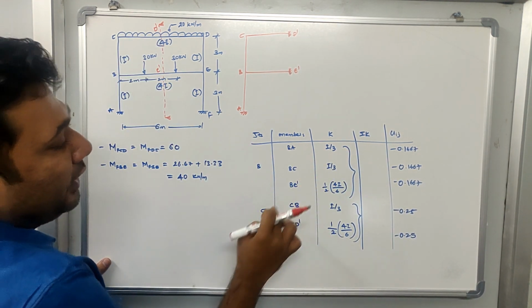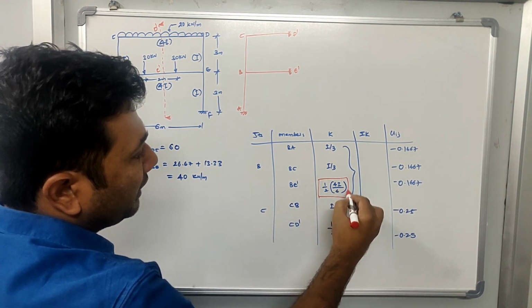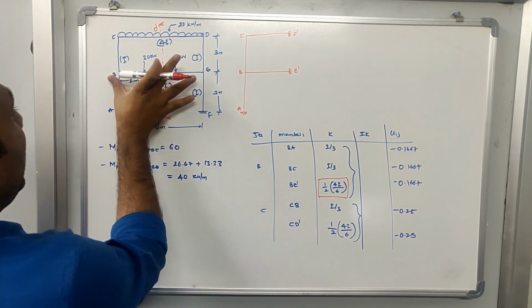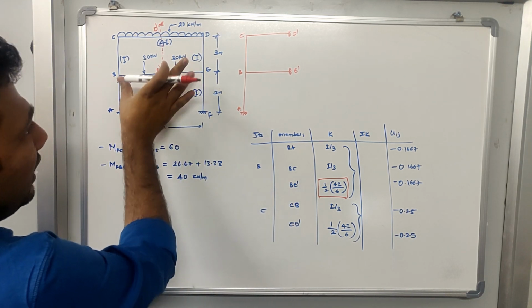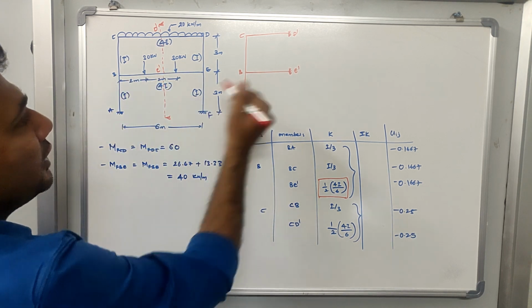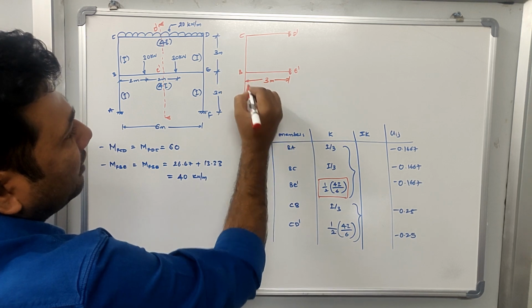When you go for BE, you have to remember this. B is the modified element. The actual length of the member is BE, but we have reduced it to BE dash. So what is the length of member BE dash? BE dash length is 3 meter.